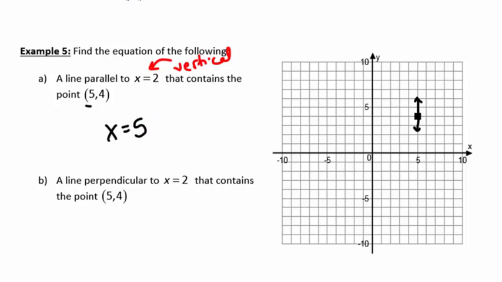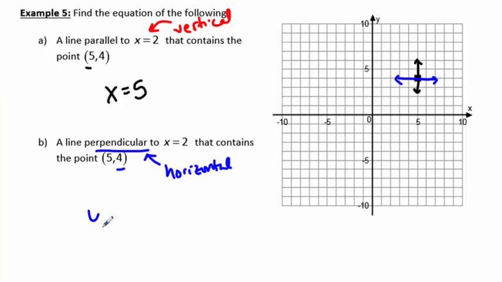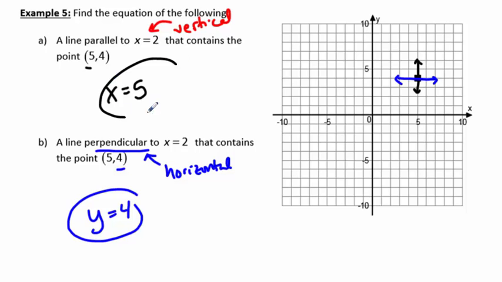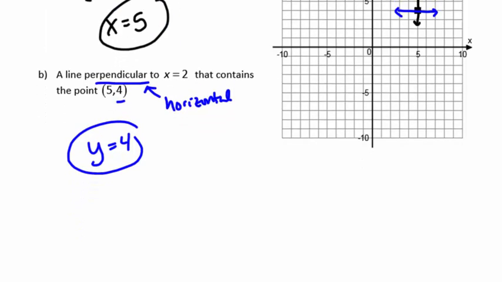If I want it to be perpendicular to x equals 2, this is vertical. To be perpendicular to x equals 2, I'm going to need to be horizontal. And if it's going to go through the same point, it's going to reference the y coordinate. Horizontal is going to be at the y coordinate 4, never changing from that. So the equation is going to be y equals 4. All right, and that, I think, is the end of our section.